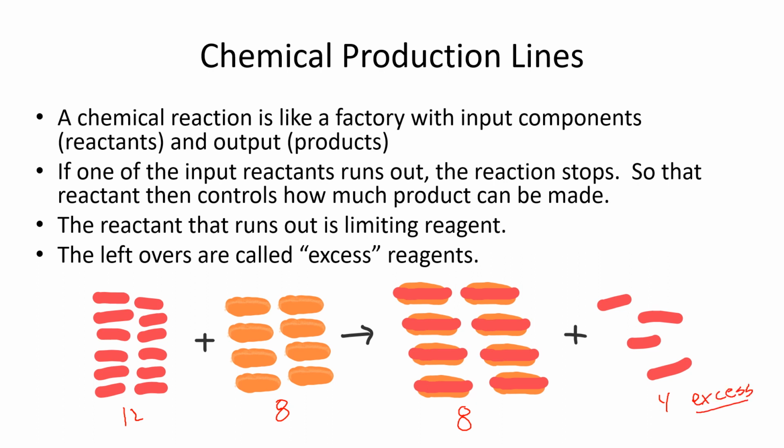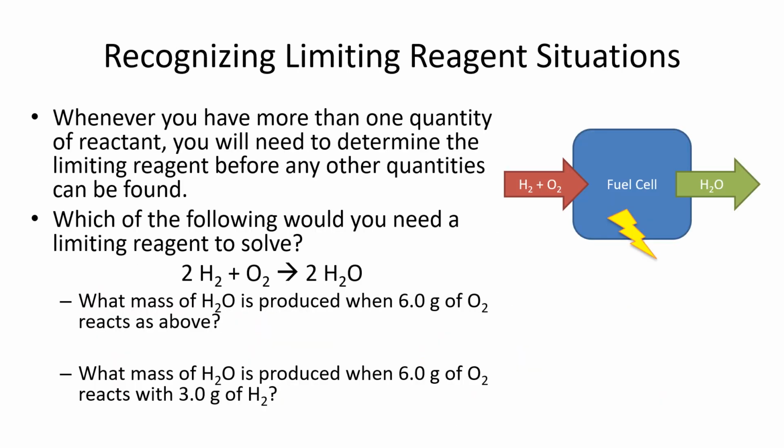That's excess reagent. So the same thing happens with chemical reactions. If you don't have the exact right quantities of both, you'll have leftovers. You'll have excess reactants that don't react and just sit around there. So how are you going to tell whether or not you have a limiting reagent situation where you have to take this excess or limiting quantities into account?